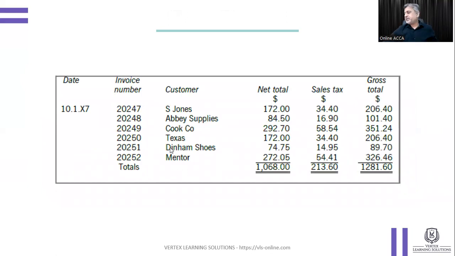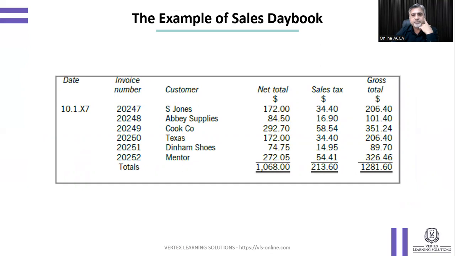And this is one example of a sales day book. How does it look like? It looks like this. You see here, it is 10th of January, 2017, for example. Invoice number 20247, 48, 49, 50, 51, 52. Customer S. Jones. Net total $172. It includes 34.40 of sales tax and gross is 206. So actually the total amount from customer is 206, out of which 172 belongs to us.